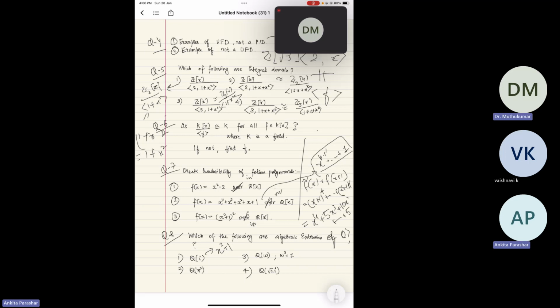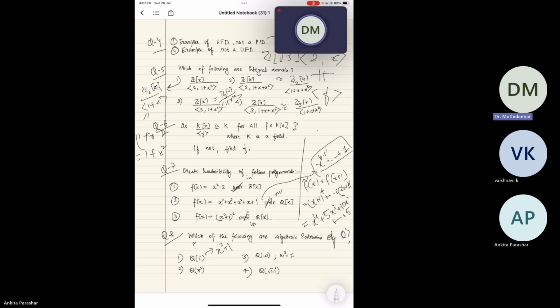So what about Q of pi square? Pi is not an element of Q. Even I is not an element of Q. So pi is transcendental over Q. That means pi cannot be an algebraic element over Q. What about pi square?